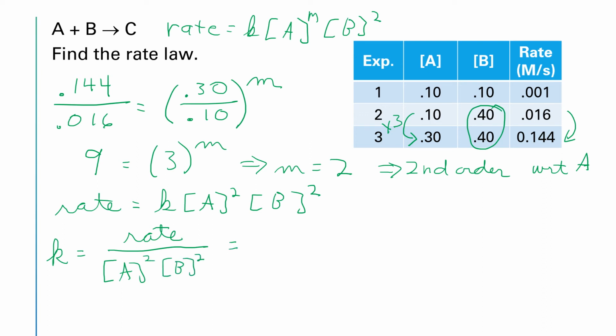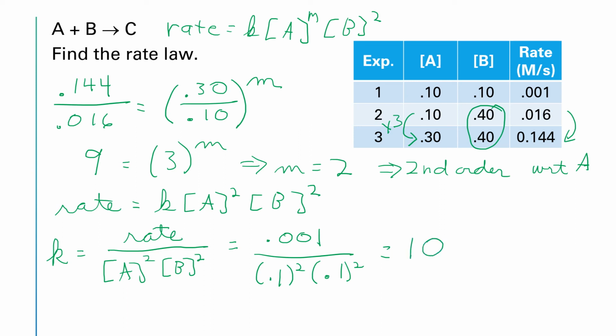To get a number for K, I can plug in any one of these three experiments. Looking at the numbers, experiment number 1 has the easiest numbers to work with, so that's the one I'll go with. The rate is 0.001. A squared will be 0.1 squared. B squared will be 0.1 squared. And if I run that through my calculator, 0.001 divided by 0.1 squared, and also divided by 0.1 squared, that gives me a value of 10.